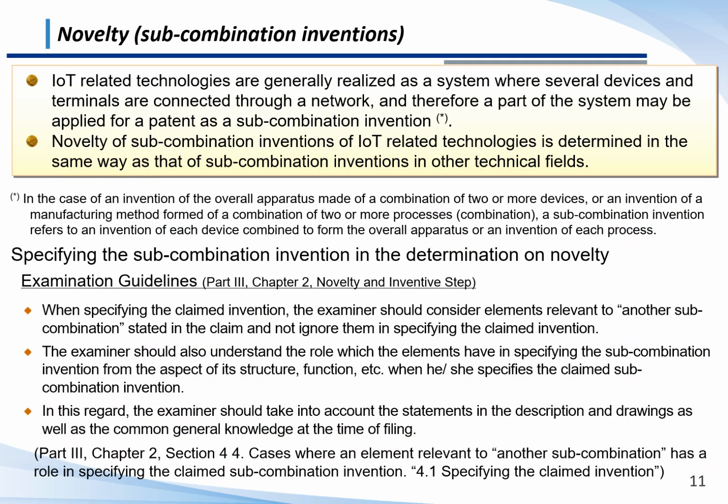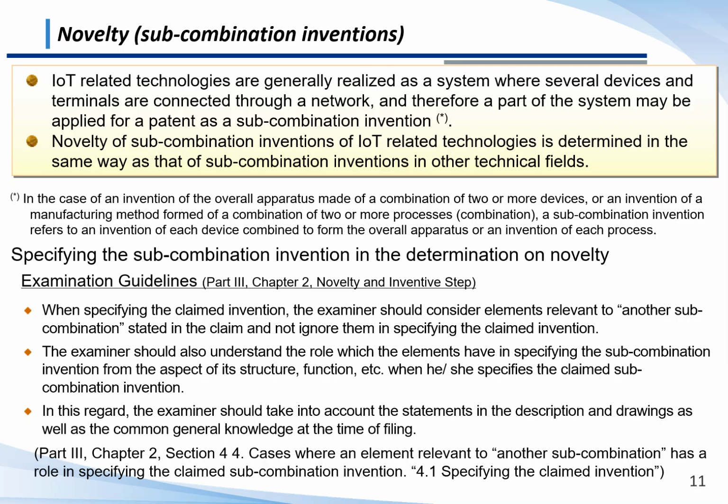Next, we will explain novelty in subcombination inventions. In the case of an invention of the overall apparatus made of a combination of two or more devices, or an invention of a manufacturing method formed of a combination of two or more processes, a subcombination invention refers to an invention of each device or each process of the combination. IoT-related technologies are generally realized as a system where several devices and terminals are connected through a network, and therefore a part of the system may be applied for a patent as a subcombination invention.